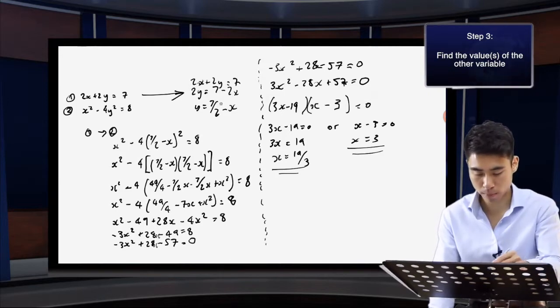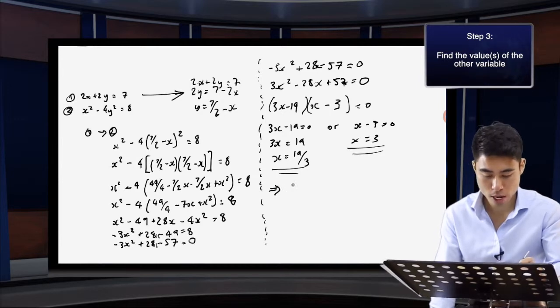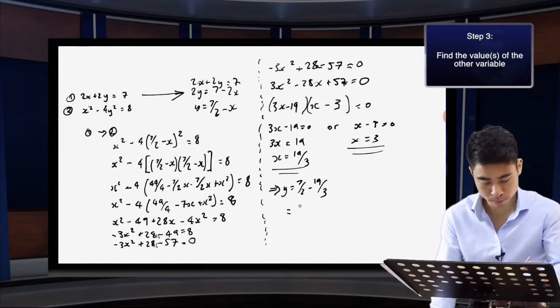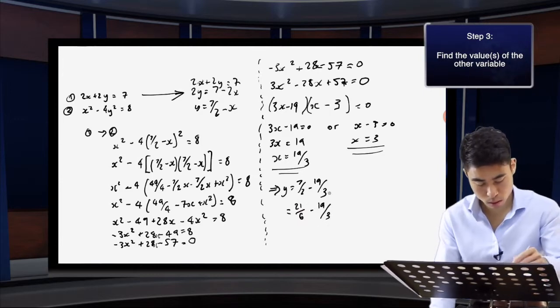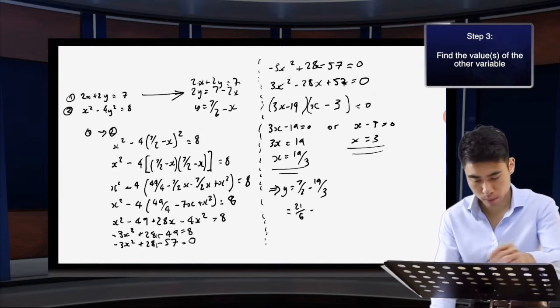So I'm going to use this one here. Okay, so when x equals 19 over 3, this implies that y equals 7 over 2 minus 19 over 3. Okay, just expressing this as fractions over 6. 21 over 6, minus 19 over 3. Sorry, beg your pardon.